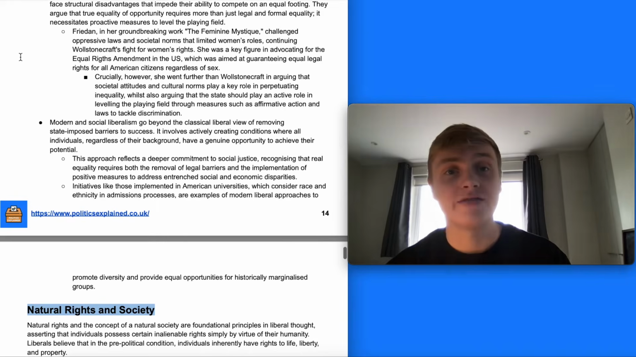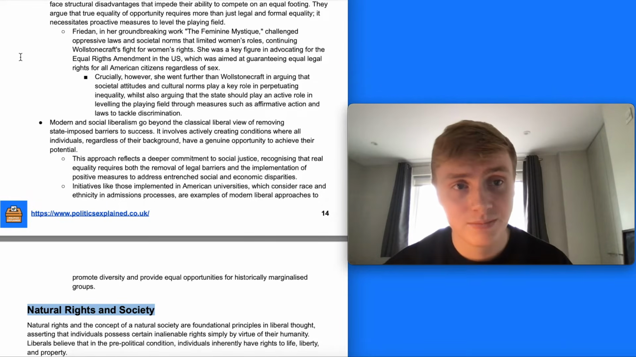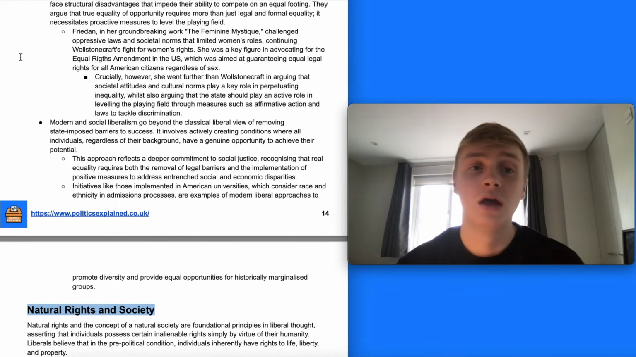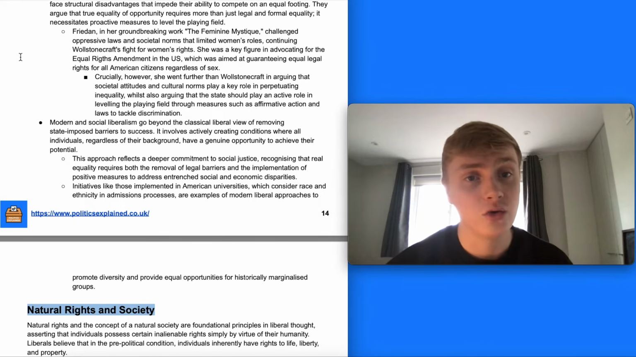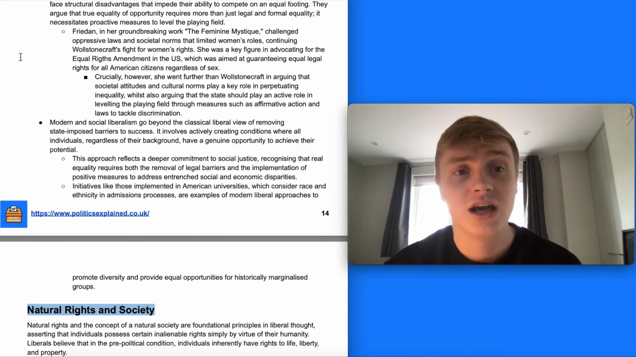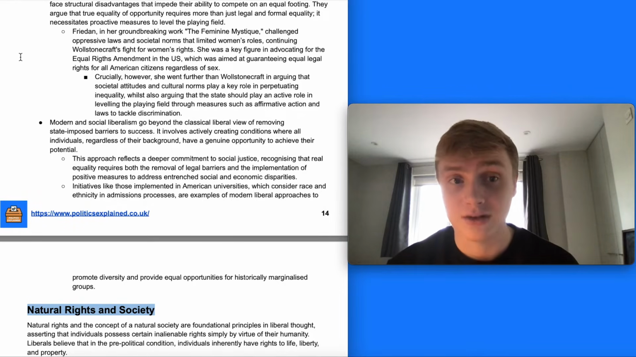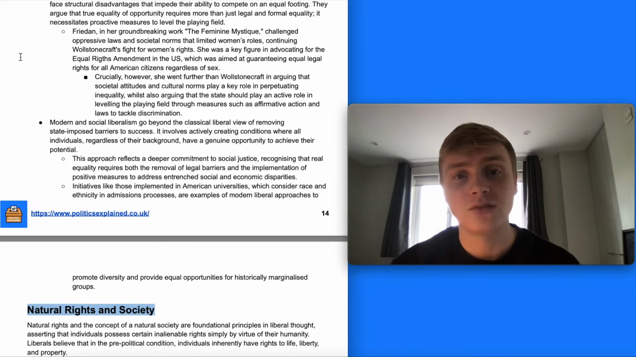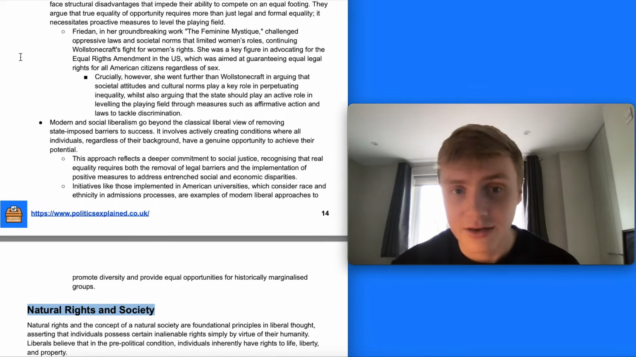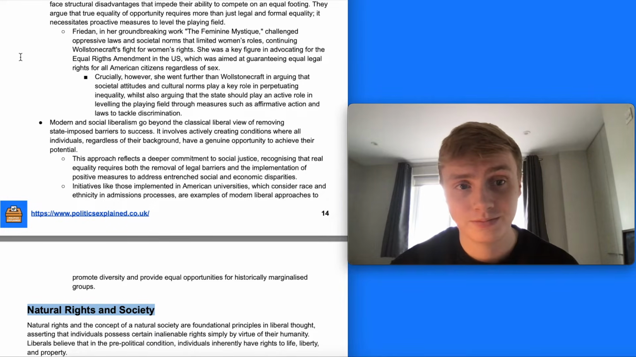So Friedan, in The Feminine Mystique, challenged oppressive laws and societal norms that limited women's roles. So she continued Wollstonecraft's fight for women's rights and formal equality, for example, by advocating for the Equal Rights Amendment in the US. Crucially, however, she went further than Wollstonecraft in arguing that societal attitudes and cultural norms play a key role in perpetuating inequality, whilst also arguing that the state should play an active role in levelling the playing field through measures such as affirmative action and laws to tackle discrimination.